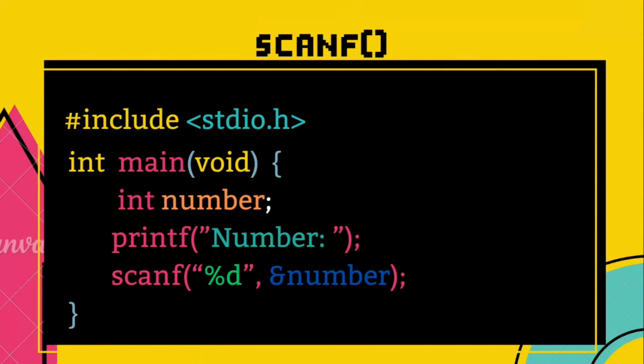Let's break down the scanf function in this example. The ampersand symbol, also known as the address-of operator in C, is used in this example as a pointer that points to the number variable, retrieving its memory address. We will talk about pointers in detail in upcoming videos.